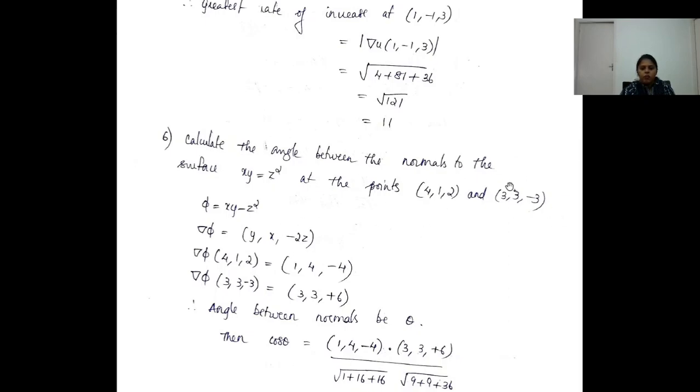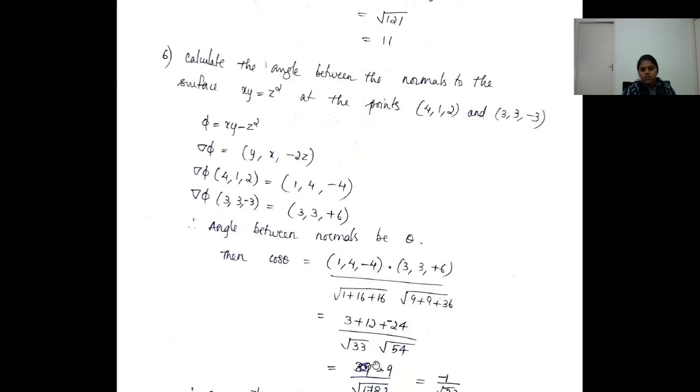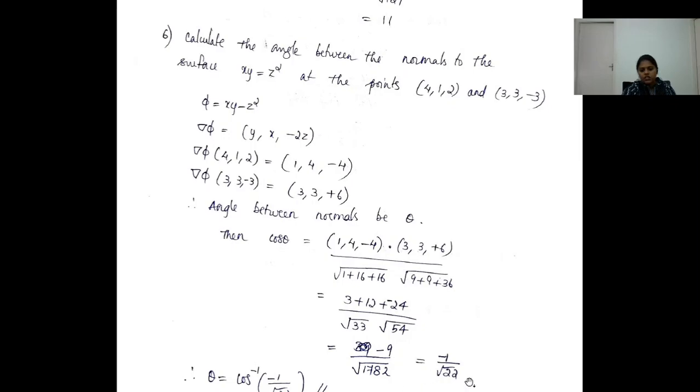And similarly, the normal at the point 3, 3, minus 3 is del phi at 3, 3, minus 3. So the value is 3, 3, 6. Now the angle between them, if it is theta, then cos theta will be the dot product of this divided by the modulus. Okay, so you are going to get minus 1 by root 22. So theta will be cos inverse of minus 1 by root 22. So with that we'll conclude today. Thank you.